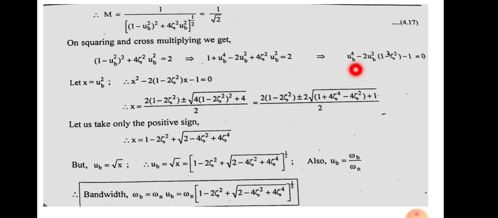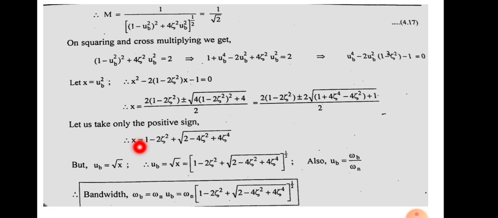In that equation, let us put ub square equal to x. So the equation will become x square minus 2 into (1 minus 2 epsilon square) into x minus 1 equal to 0. This is similar to ax square plus bx plus c equal to 0. Its solution can be found by the equation x equal to minus b plus or minus root b square minus 4ac by 2a. So we will get the value of x as this term. But we know that x is equal to ub square, so ub will be equal to root x.